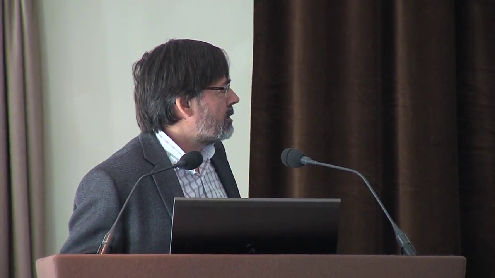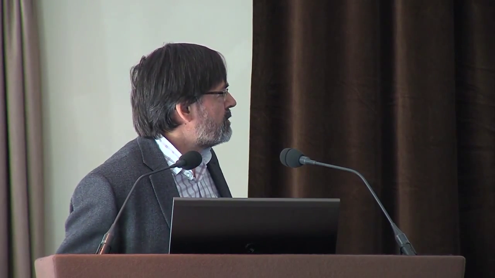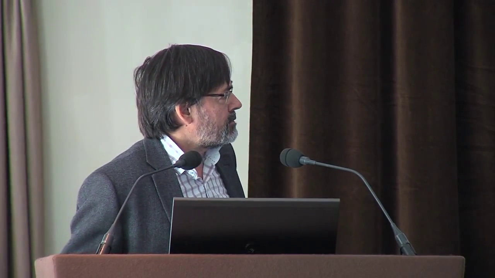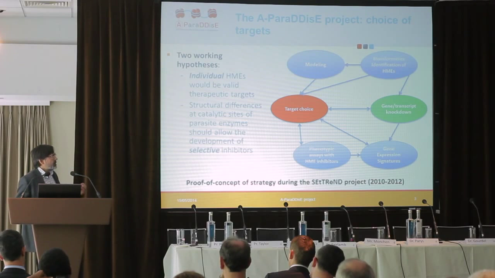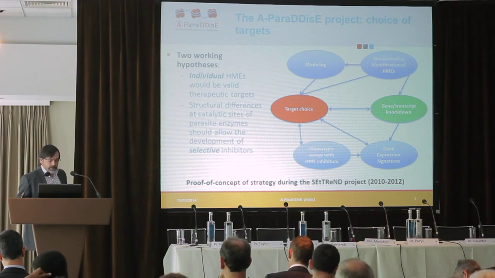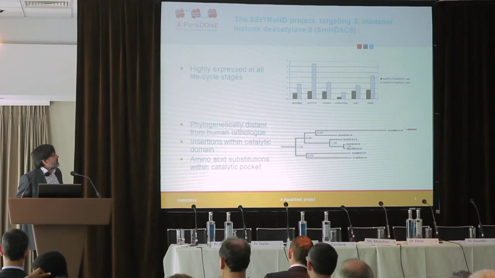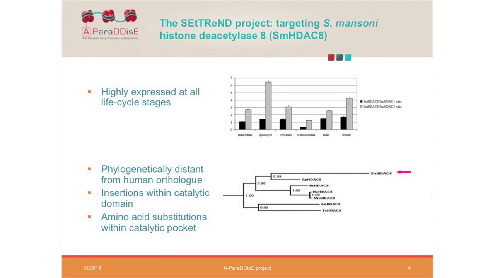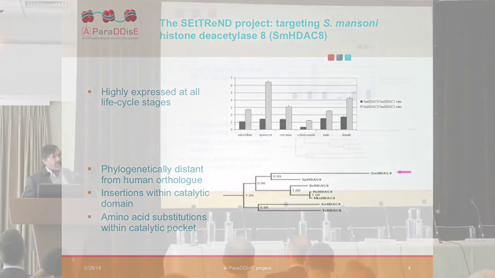What I'm going to do now is to show you some results we got in a previous project. The A-ParaDDisE project started in February this year. Our previous project was called SetTrend, which focused only on schistosomes, and was funded from 2010 to the end of 2012. And so I'll give you an illustration of the approach we intend to use, in which we are continuing for the schistosome targets in the A-ParaDDisE project. The example I'm going to take is a histone deacetylase, which is a class 1 histone deacetylase, histone deacetylase 8, which interested us from the outset.